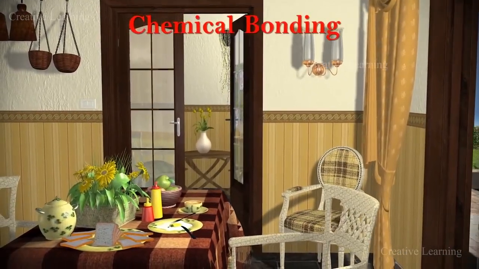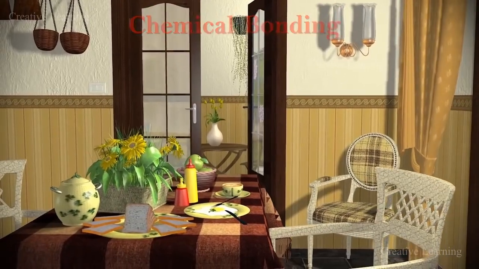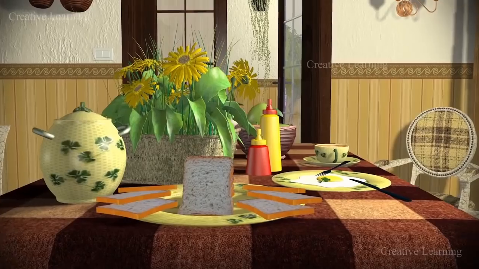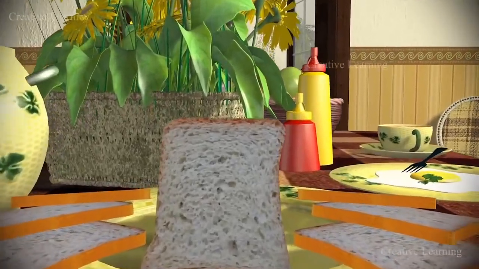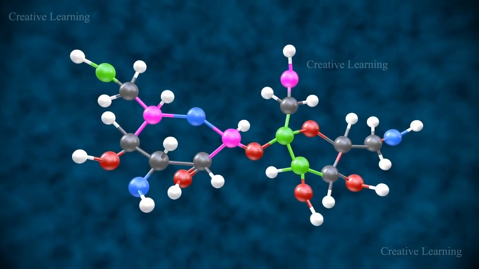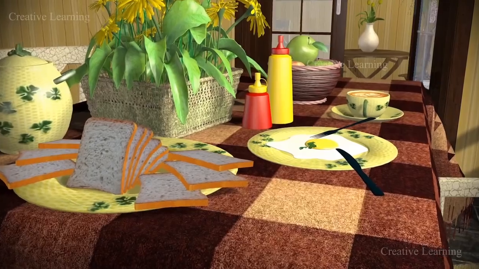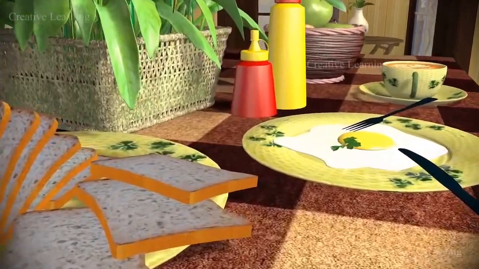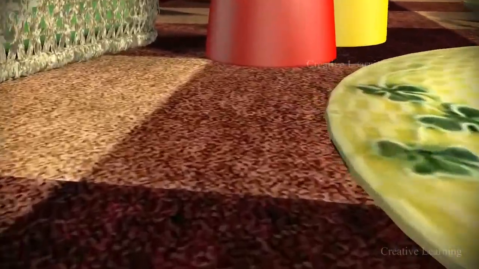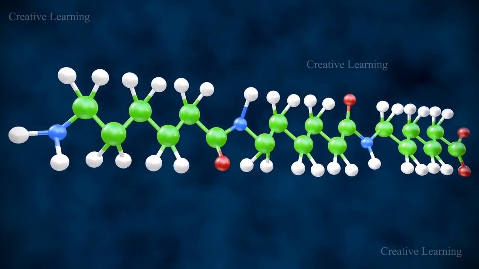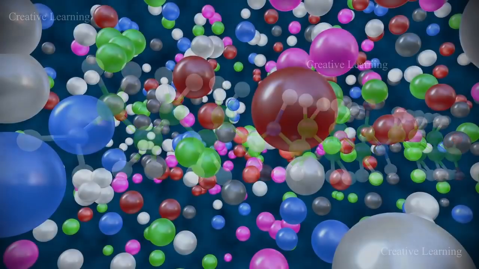Chemical bonding. Almost everything we see or touch in our daily life is the result of a chemical bond. The air we breathe, the food we eat, the clothes we wear, and so on are all made up of one or more chemical bonds.